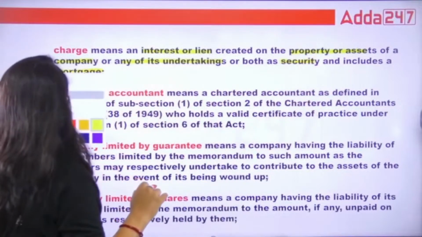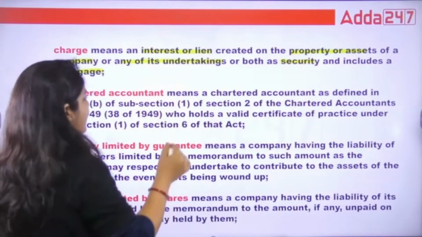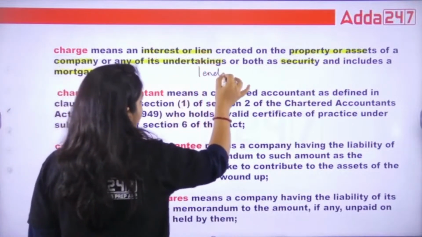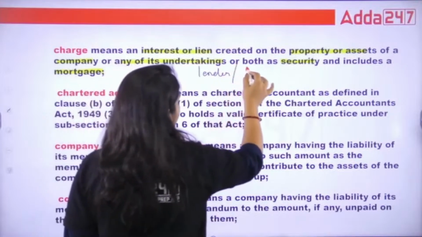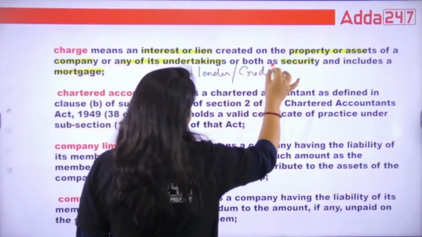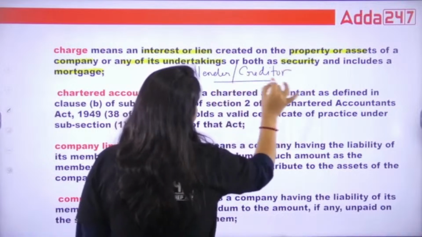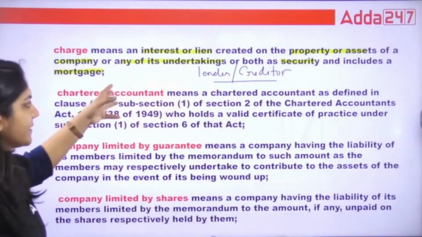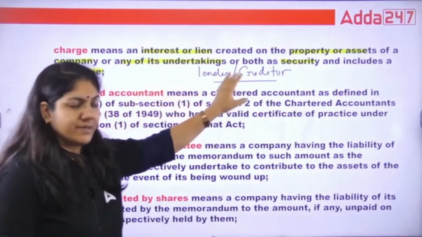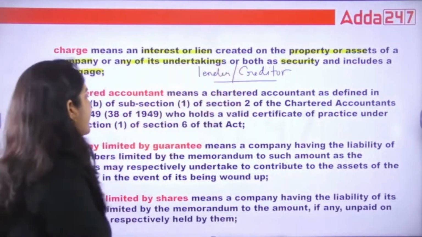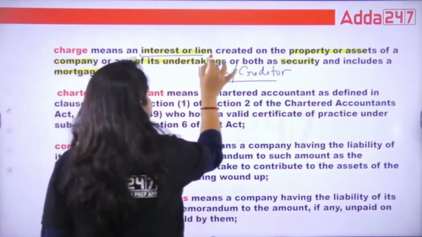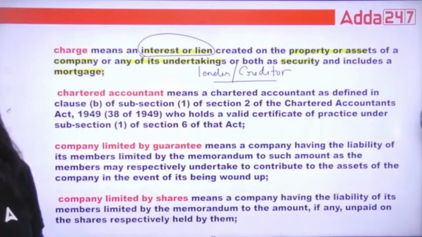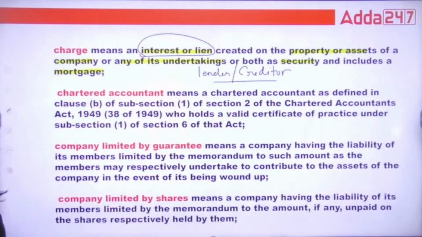It means, suppose the lender and the creditor give money to the borrower. So whatever security is taken by the creditor and the lender, the interest and lien is created on it. This is called charge.